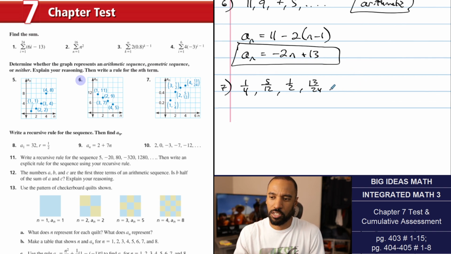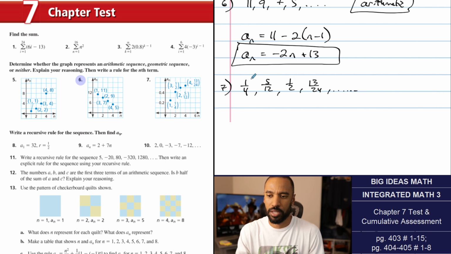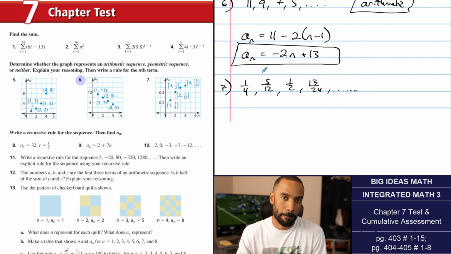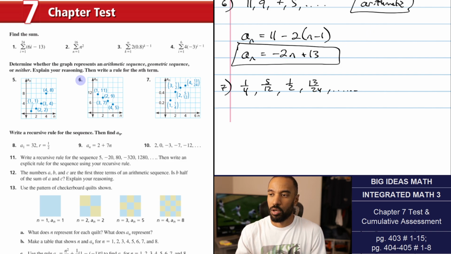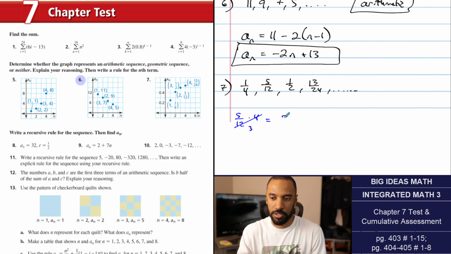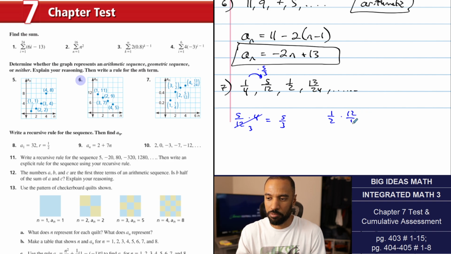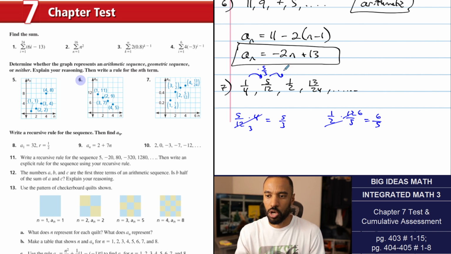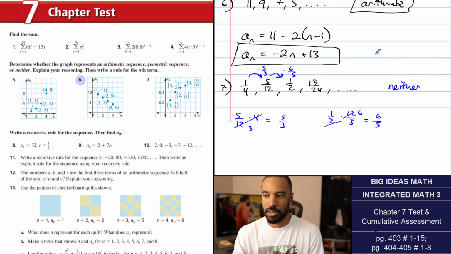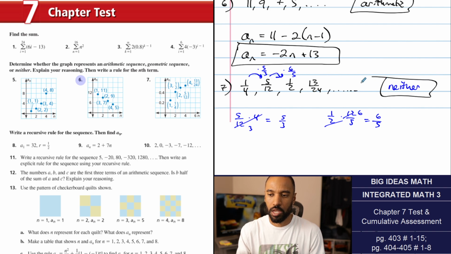I'm going to say I don't know off the top of my head if it's geometric. It's definitely not arithmetic because the points aren't linear. What I would check for geometric is what is 5/12 divided by 1/4, or 5/12 times 4. That's 5/3. So we're multiplying by 5/3 here. And what is 1/2 divided by 5/12? It's 1/2 times 12/5, which is 6/5, which is not the same thing. So this is a neither case. I'm showing that it does not have a common ratio. So it's neither. Doesn't mean there's not an equation. It kind of looks like there might be a pattern, but we have to figure it out.